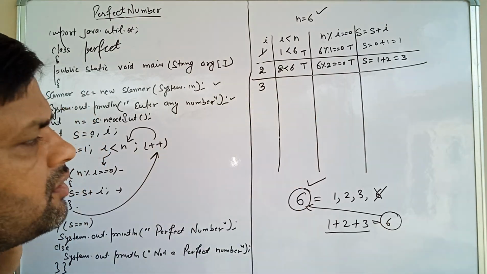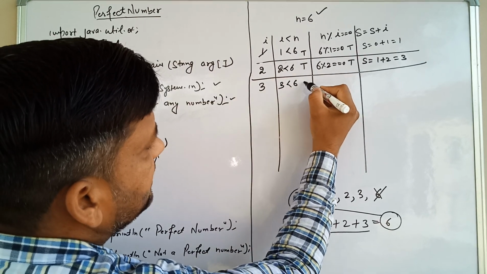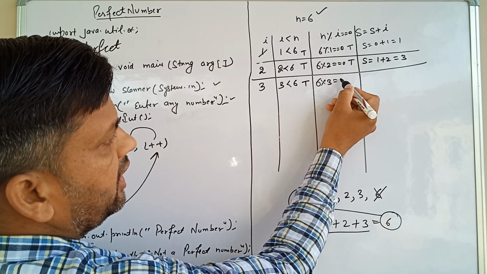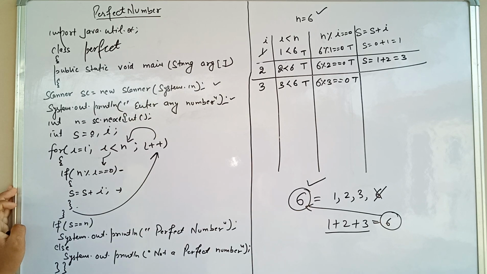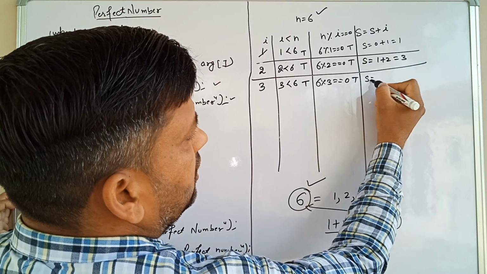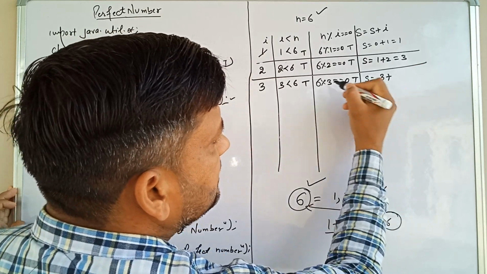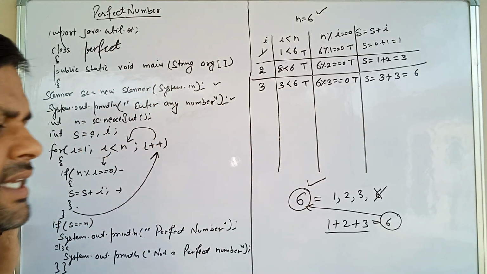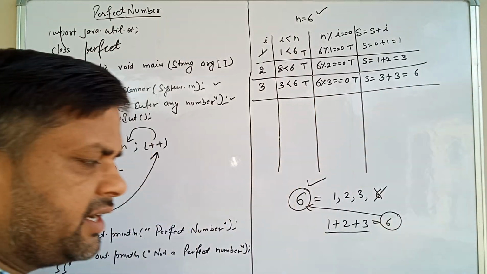Next time again i will be updated. i will become 3. Now 3 less than 6, condition true. Now 6 mod 3 equal to 0, condition true. Now s equal to the previous value of s, which is 3, plus the current value of i, which is 3. So 3 plus 3 equal to 6. So the s value will be 6 in the third iteration.